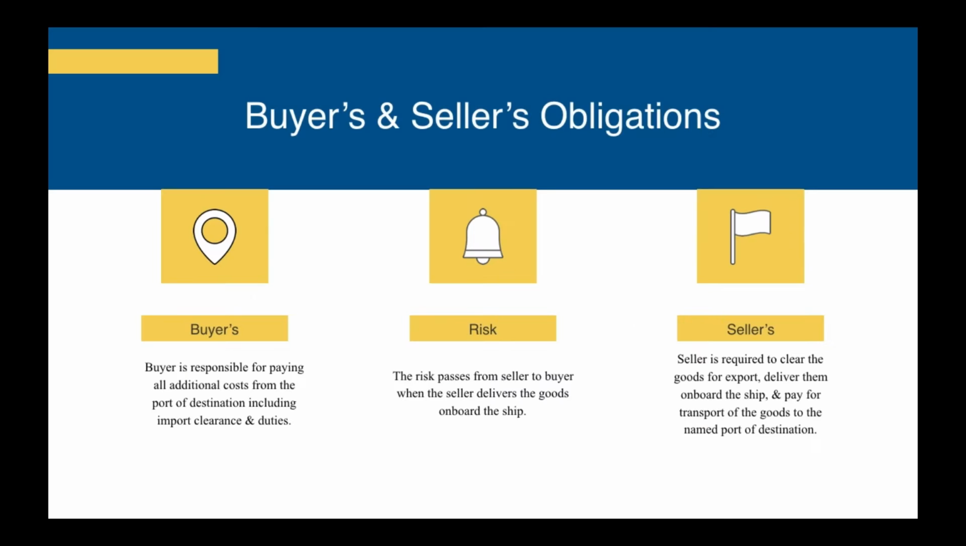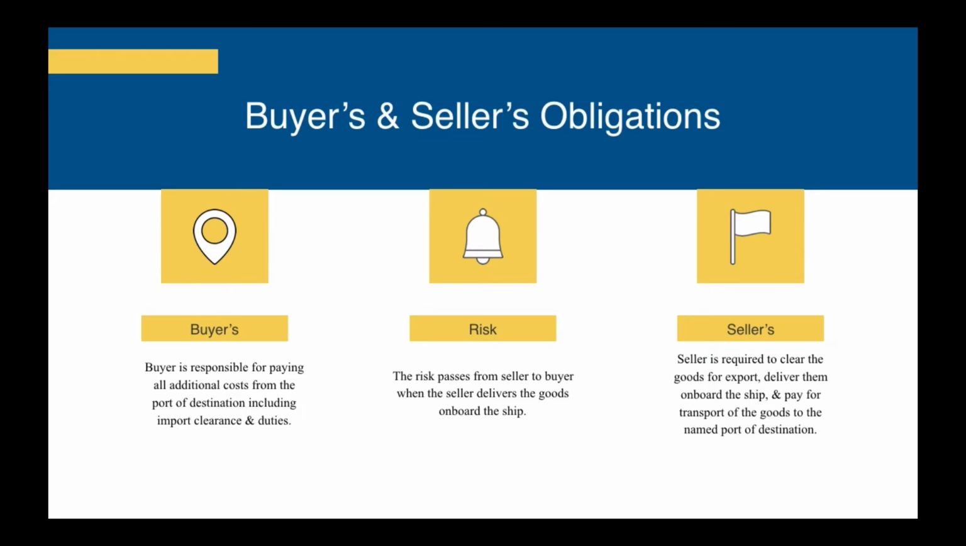Now, let's look at the buyer's and seller's obligations. We'll start with the seller. The seller is required to clear the goods for export, deliver them on board the ship, and pay for transport of the goods to the named port of destination. So what does this mean? I'll explain it real quick. The seller is obviously in charge of producing the goods, packaging the goods, labeling the goods, and transporting them via inland right until the named port. And the named port, as I said, is the seaport, because you cannot use rail or air freight under this Incoterm. So we're looking to take the goods from the warehouse all the way to the seaport, right?